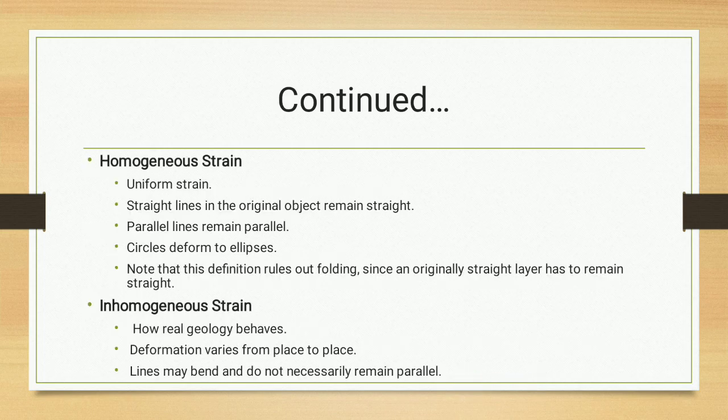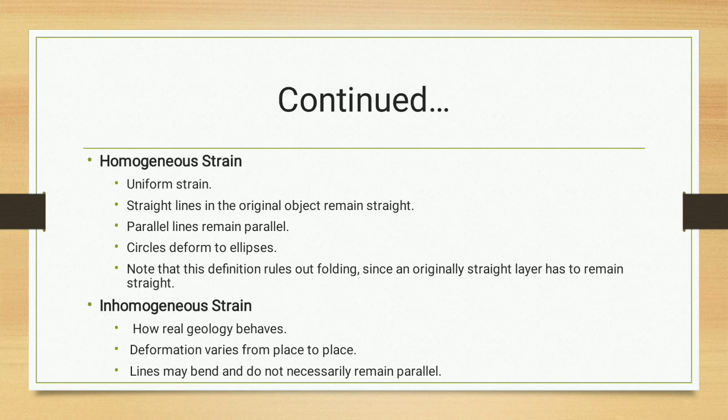Homogeneous strain. Homogeneous is the uniform strain. A straight line in the original object remains straight. Parallel lines remain parallel. A circle deforms to an ellipse when you apply the homogeneous strain. Note that this definition rules out folding, since an originally straight layer does not remain straight.